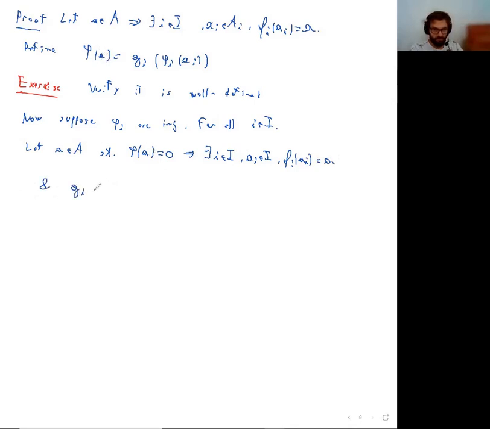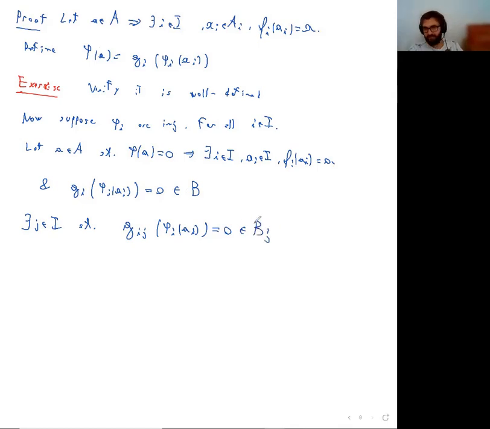And the fact that phi of A is 0 is telling us that G_A of phi_A(A_i) is 0. And this is an element of B, right? So this is an element of B. In particular, there exists a j which represents this element, and this element is 0.